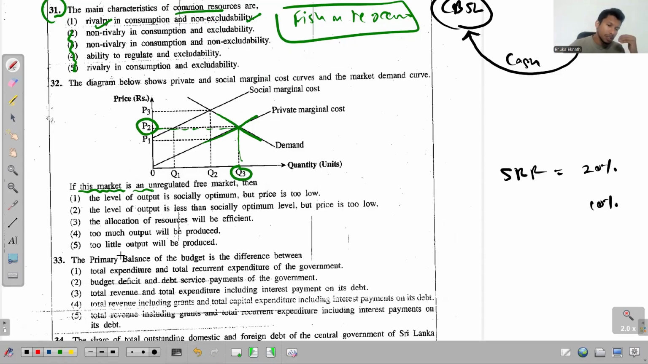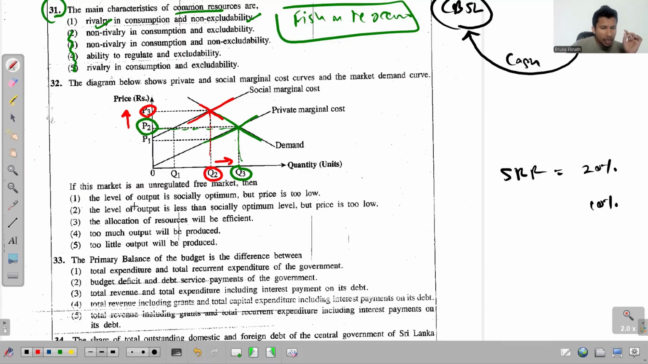But if you just focus on the supply curve based on the social marginal cost and the demand, the socially optimum quantity is just Q2, but the market quantity is really higher than that. And the socially optimum price has to be higher than the current market price. If you know these things, you will be able to find the answer.